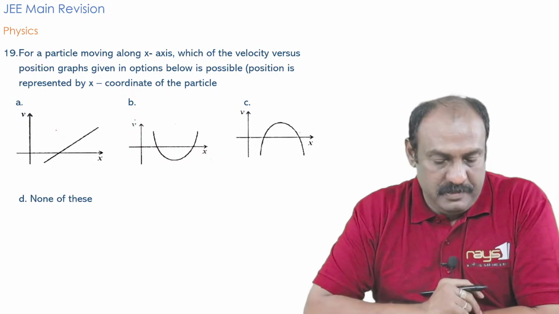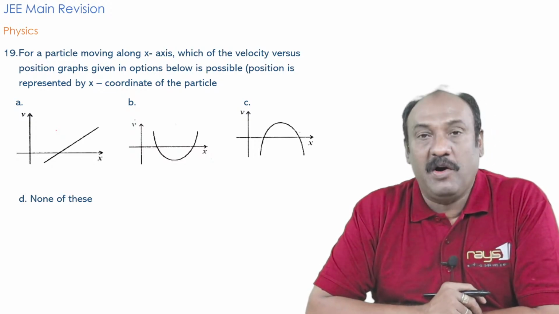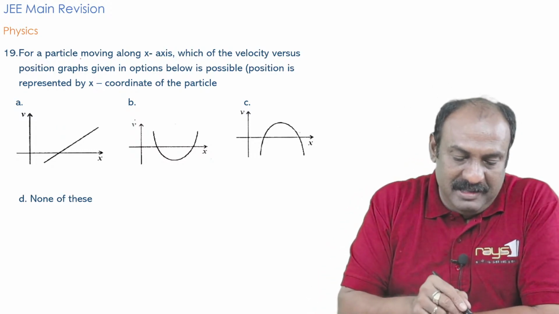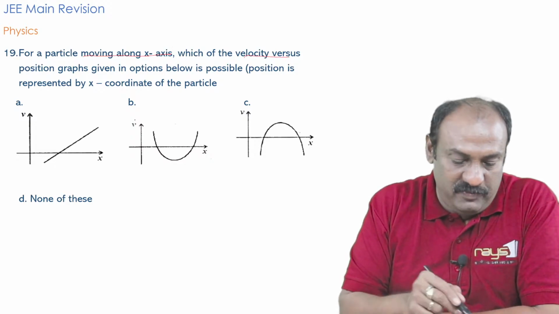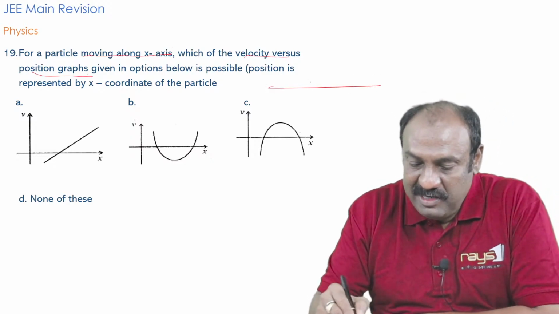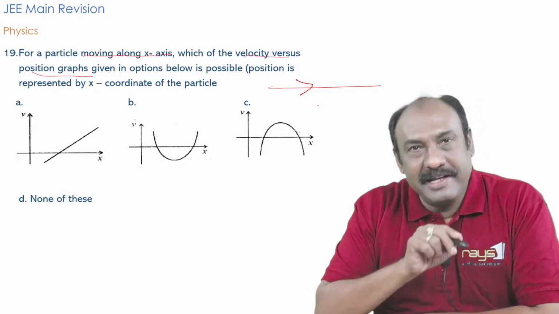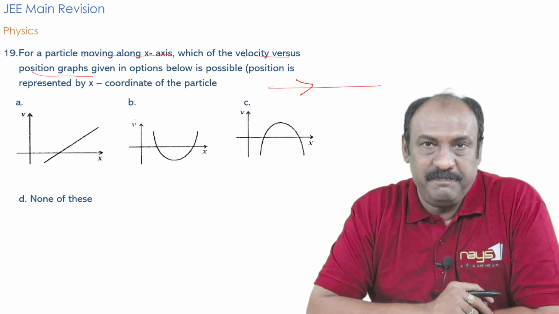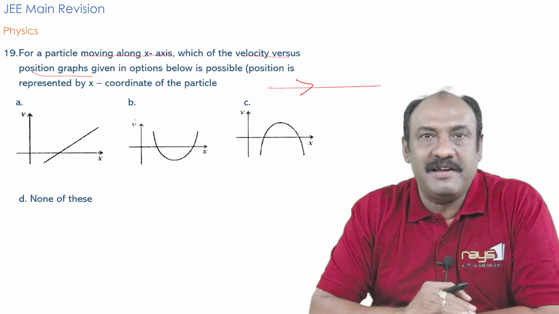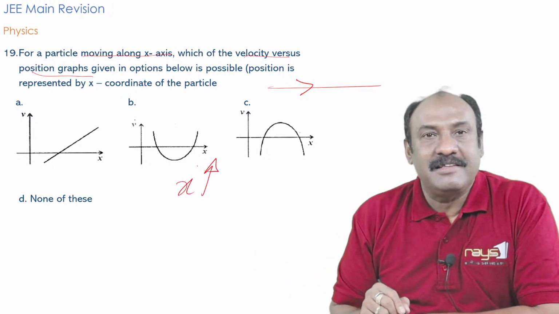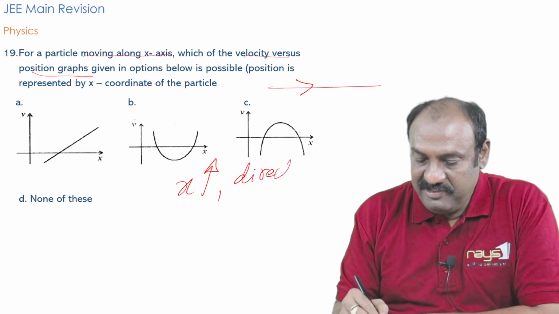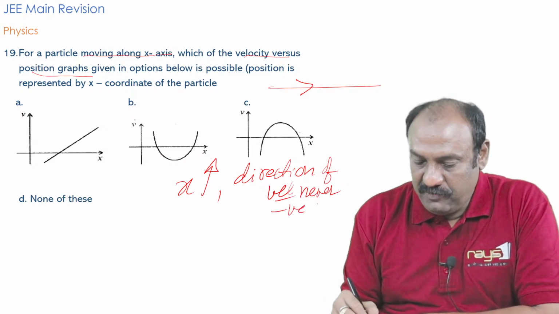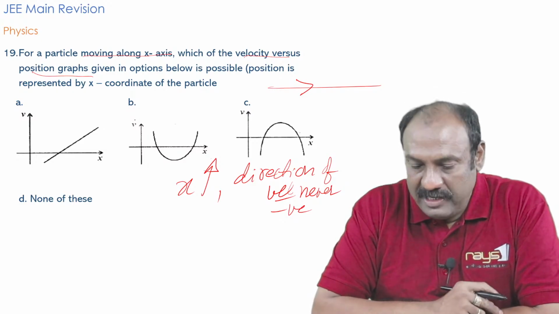Question number 19. For a particle moving along the x-axis, which of the following velocity versus position graphs is possible? The particle is moving along the x-axis. It's a velocity versus position graph. The particle is continuously moving along the x-axis, which means it never returns back to its initial position. It never returns back to its initial position, meaning as x increases, the direction of velocity never changes. The direction of velocity is never negative. So on that basis we have to take the answer.